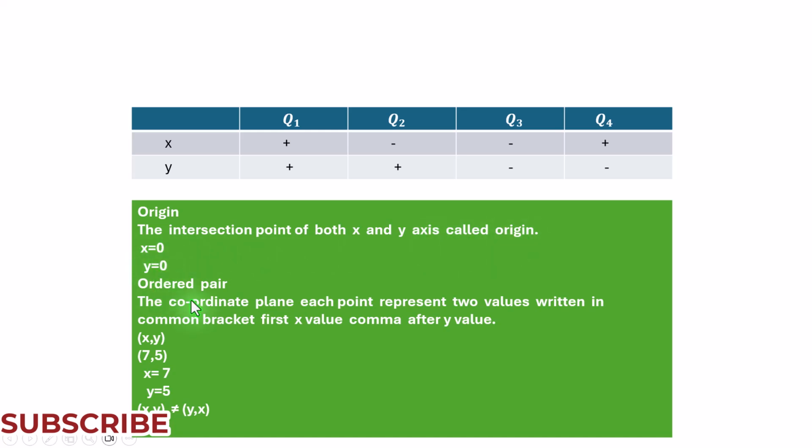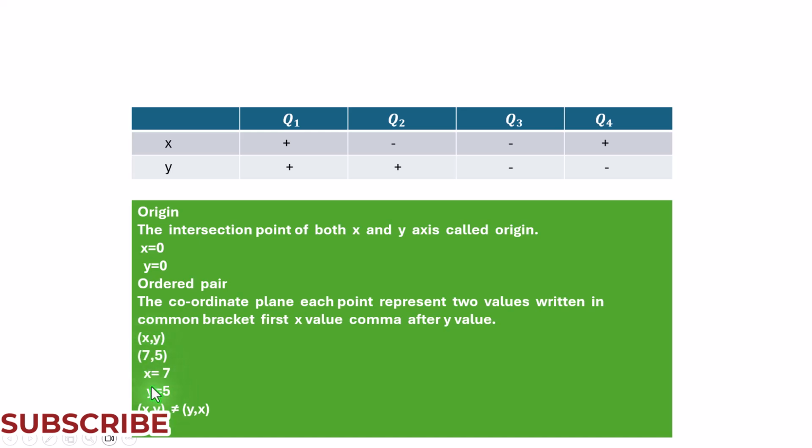Coordinate pair. In the coordinate plane, each point represents two values written in a bracket. First the x value, comma, then the y value. This is called a coordinate pair. It is always the x value first, comma, then the y value. Bracket 7, comma 5 means x is equal to 7 and y is equal to 5.